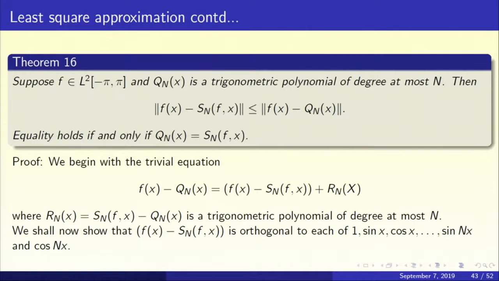Okay, so let us begin with a simple and trivial equation. f(x) minus Qn(x). I add and subtract Sn f(x). So I am looking at f(x) minus Qn(x) equals f(x) minus Sn(x) plus Sn(x) minus Qn(x). The second part, Sn(x) minus Qn(x), has been abbreviated to Rn(x). So Rn(x) is a trigonometric polynomial of degree at most n.